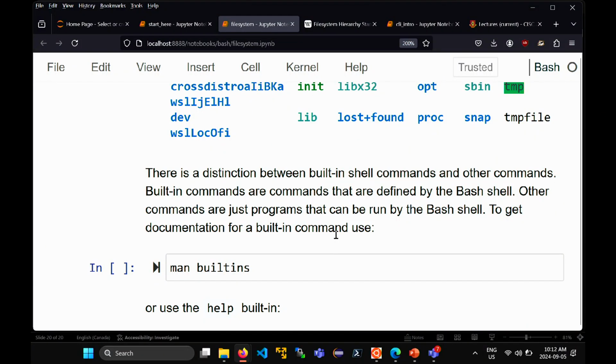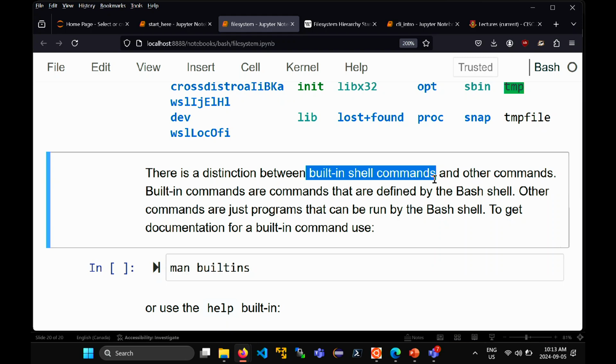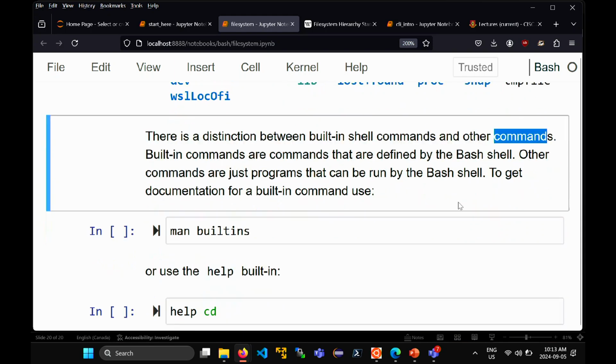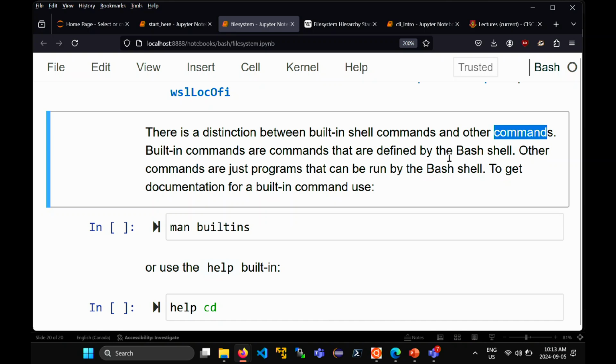All right, so these commands that I've been using, ls, pwd, and cd, correspond to commands. Now in Unix or Linux, there are different kinds of commands. There are commands that are built into the shell, and these are called the built-in shell commands. And then there are other commands that are not part of the shell itself, but rather correspond to programs that are somewhere on your file system. The built-in commands are defined by the bash shell. Other commands are just programs that can be run by the bash shell.